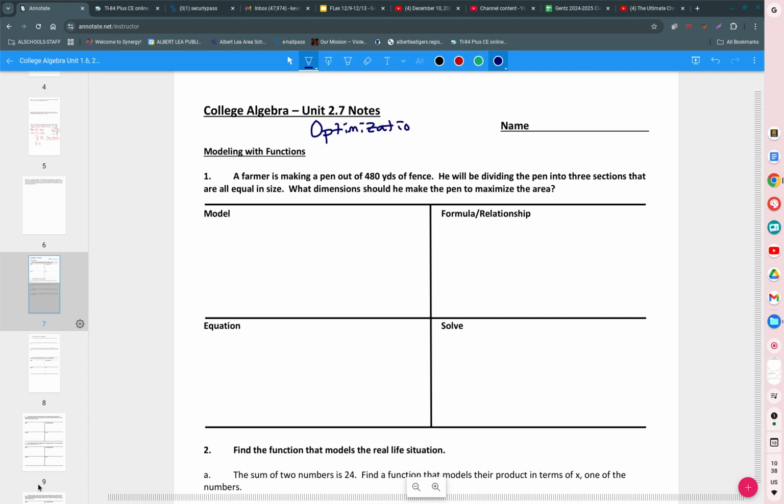2.7 notes. Let's go. Optimization, be optimistic. Like the glass is half full.